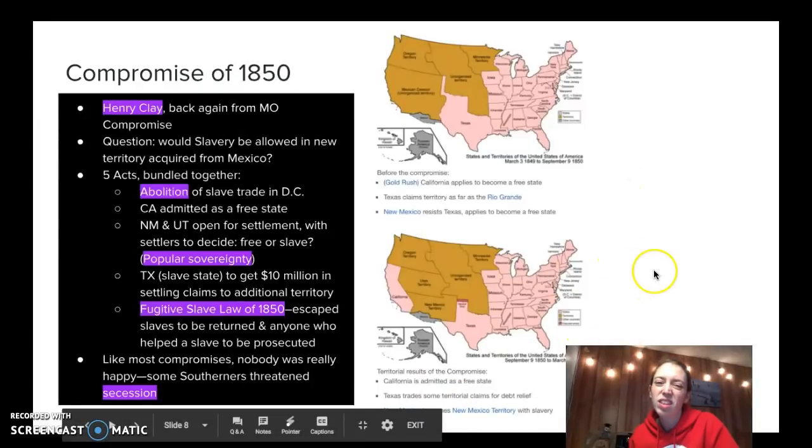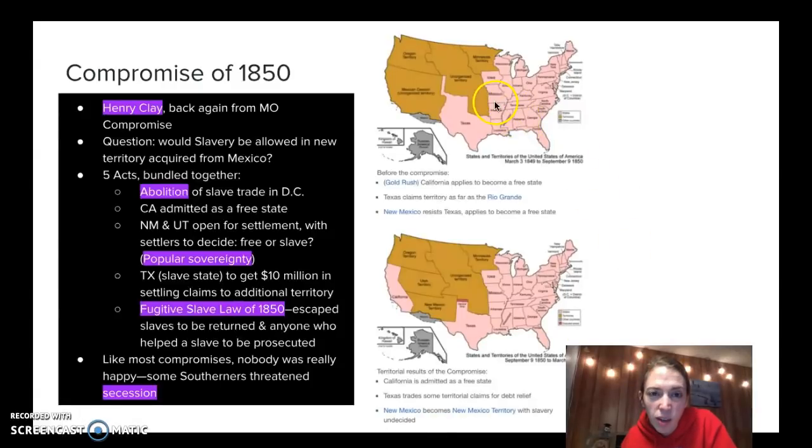And keep in mind, this kind of does away with the Missouri Compromise of 1820, right? Which said anywhere north of this line right here would not be allowed to be a slave state. Anywhere south of that could be. But, yeah, it kind of throws things up in the air.